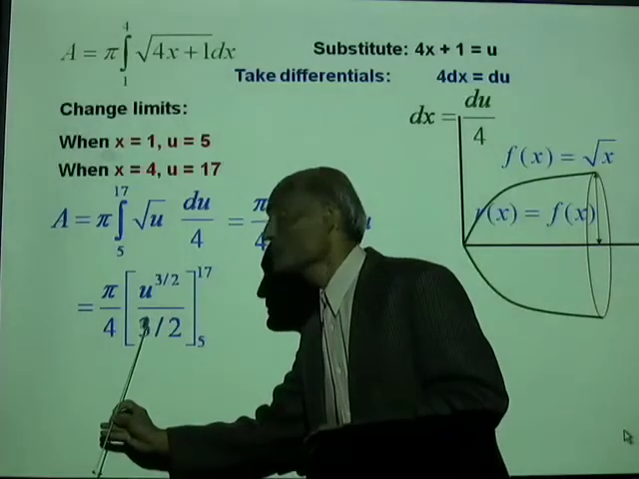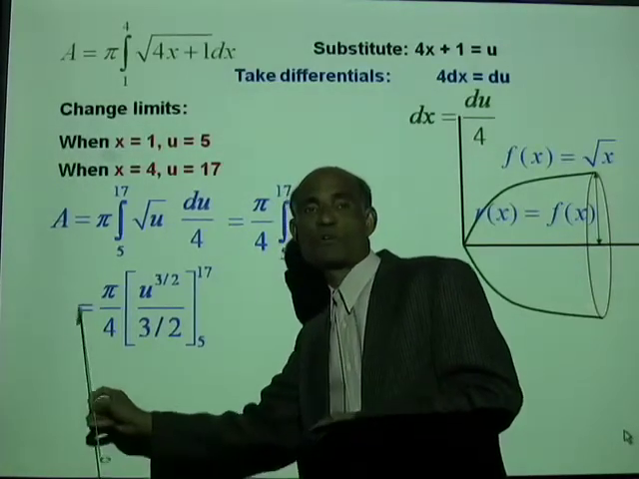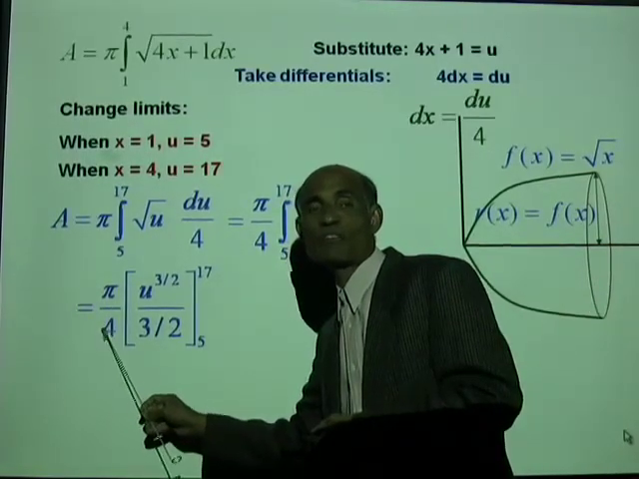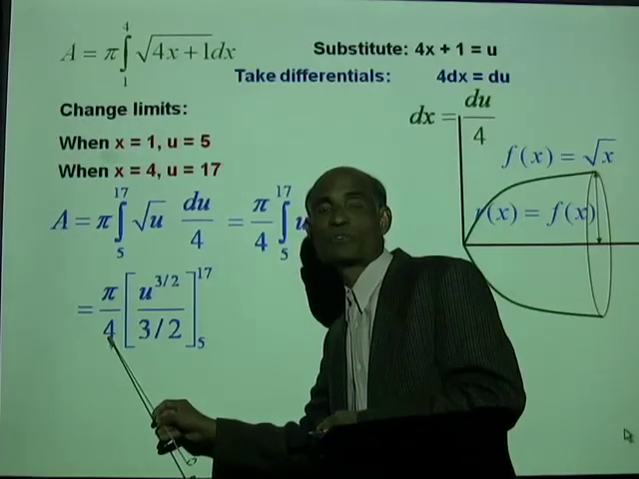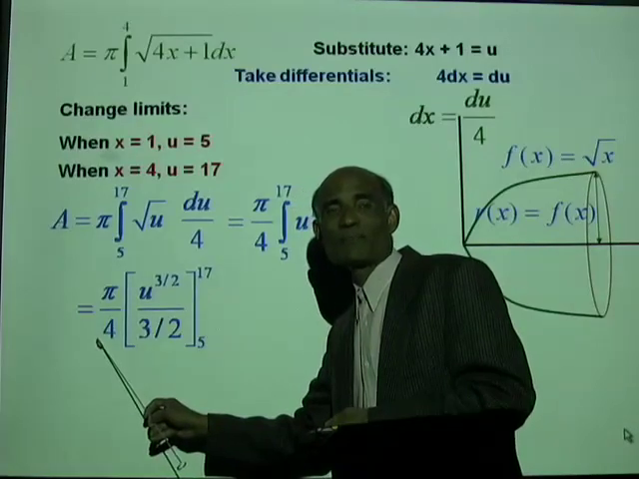Now, look at the way we can simplify this. 3 divided by 2, that 2 will go up. That 2 will cancel with the 4, leaving 2 outside. So that will be pi over 2. And I can also take that 3 outside. Is that right?